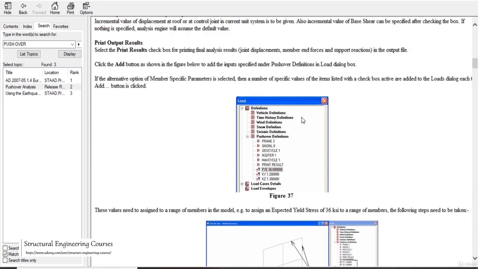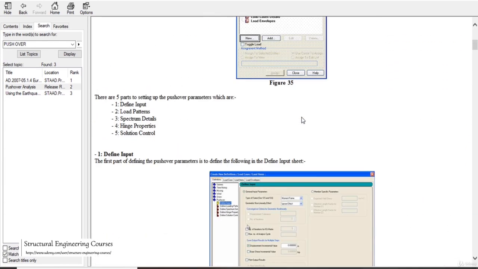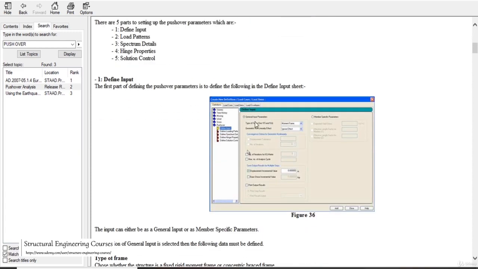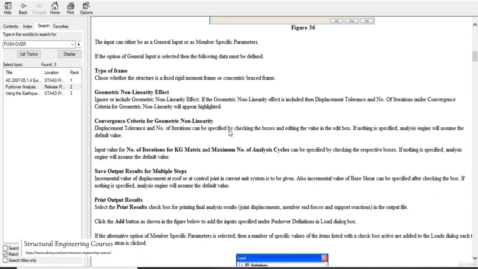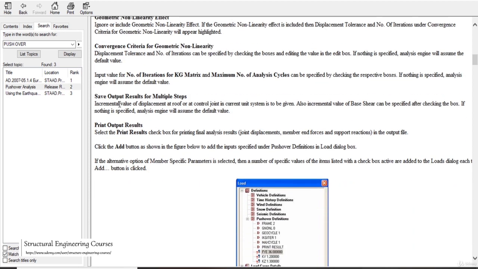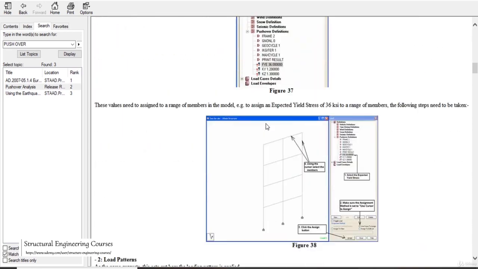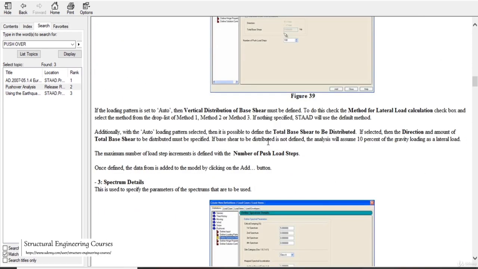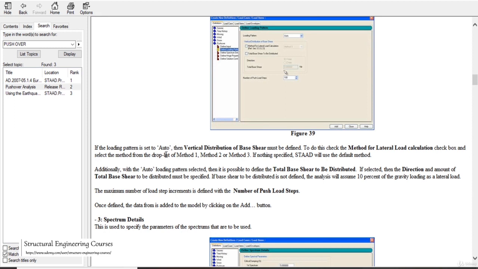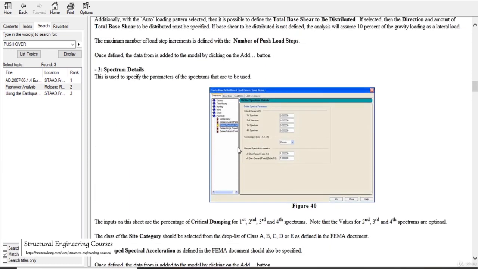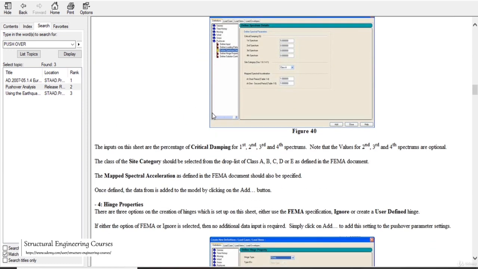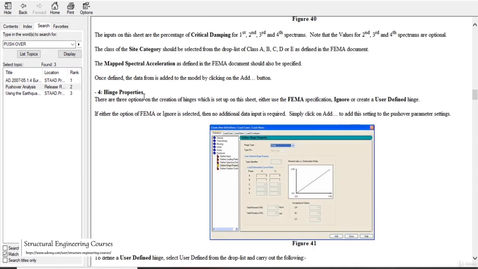Here we can see that first of all it asks about the inputs. Under inputs there are various options: we need to define the type of frame, then the type of geometric nonlinearity effect, then the convergence criteria, and then the output results. Under the load patterns, it asks whether the loading is set to auto, or set to vertical distribution of base shear, or method of lateral load calculations. It also asks about the spectrum, where it asks about the damping and site category, and after that it defines the hinge properties.